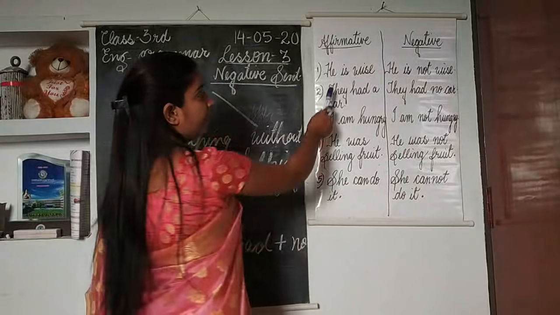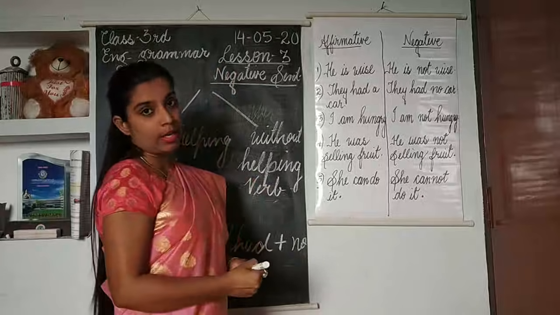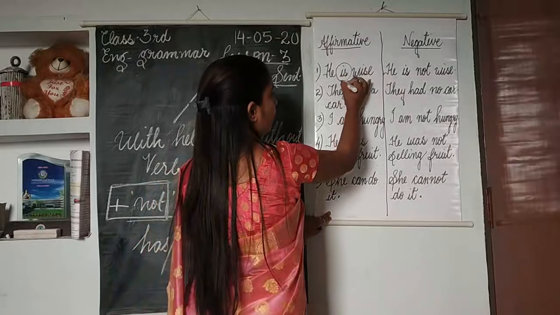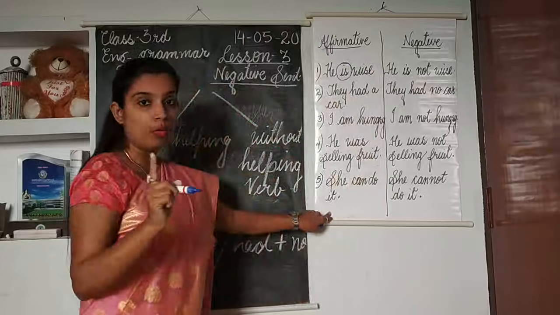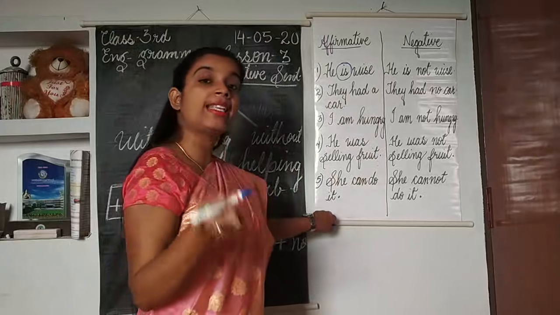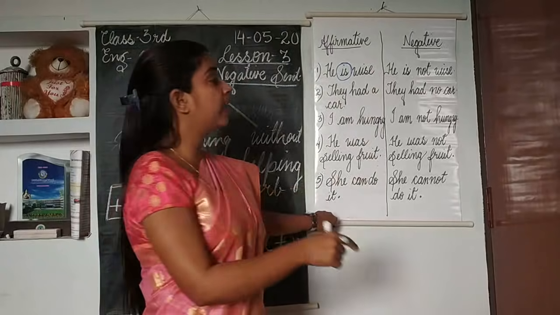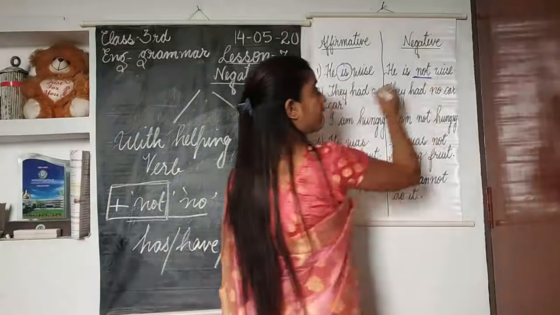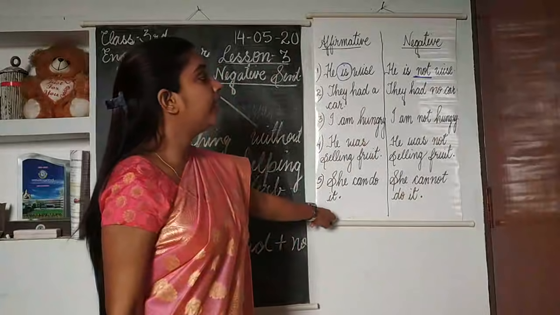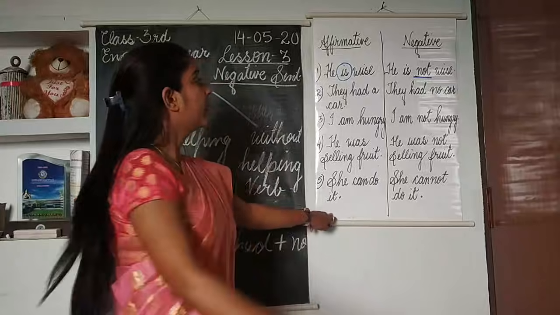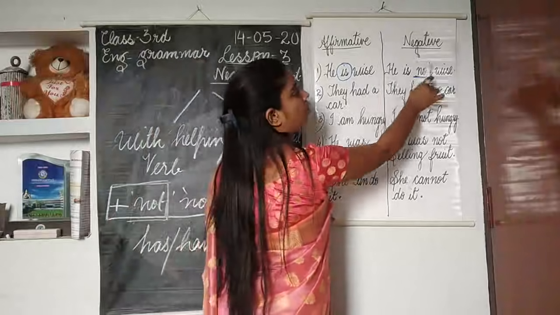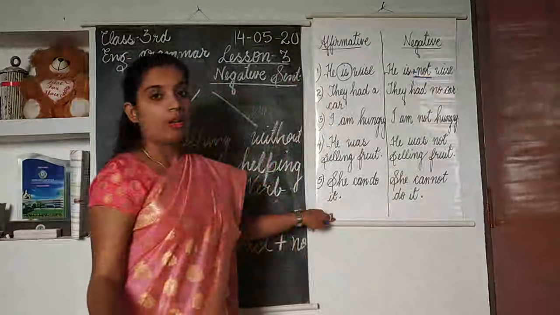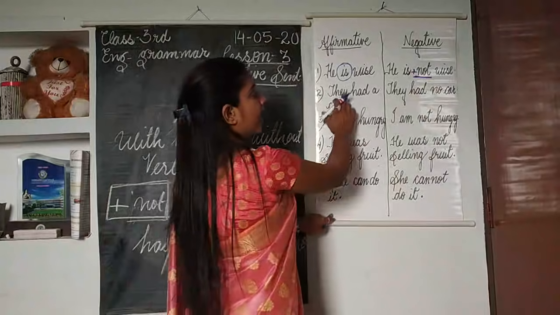Now we will see the very first sentence. He is wise. You can see, children, that in this sentence, is is present, which is a helping verb. And I told you that if a sentence has a helping verb in it, it can easily be changed into negative simply by adding not. You can see here, we have added not in the sentence, and the negative of the sentence is, he is not wise. He is wise is affirmative. He is not wise. Simply add not here after the helping verb is.